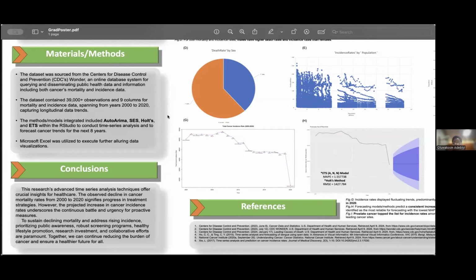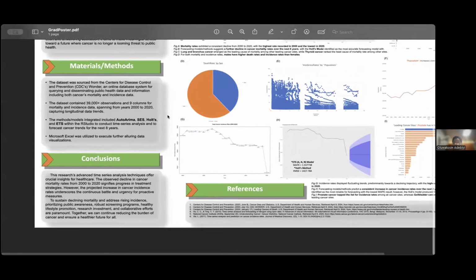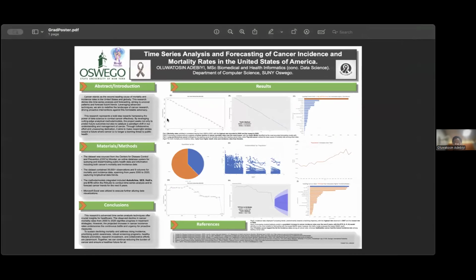Research, investment, and collaborative efforts are very important in this season. And I believe that based on this project and together, we can actually reduce the burden of cancer and ensure a healthier future for all of us.